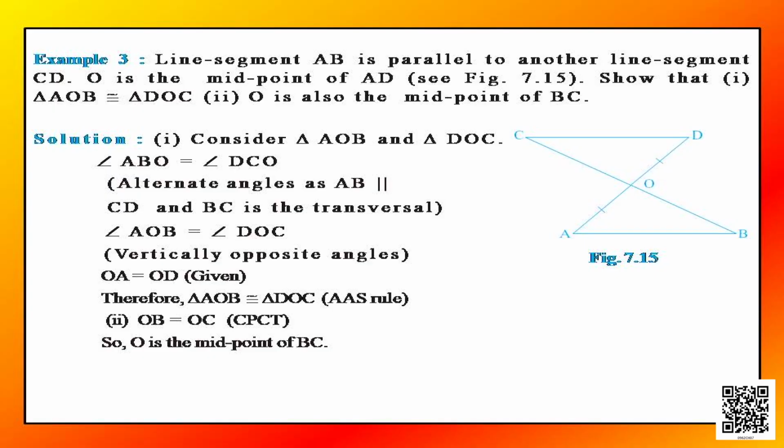It says line segment AB is parallel to another line segment CD. O is the midpoint of AD. Show that triangle AOB is congruent to triangle DOC and O is also the midpoint of BC. Let us first draw the diagram and then we will go to the solution.